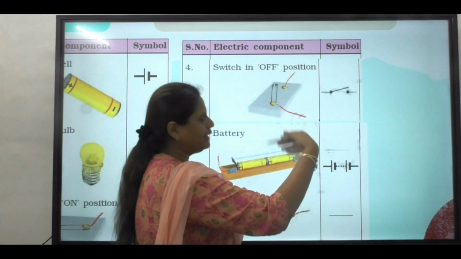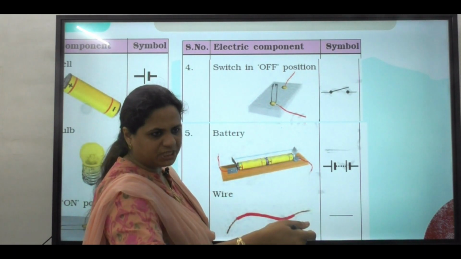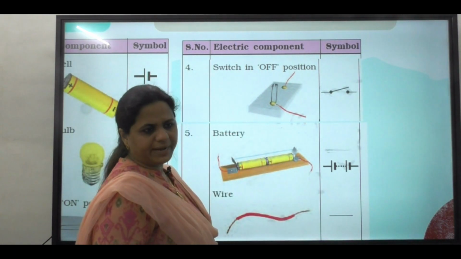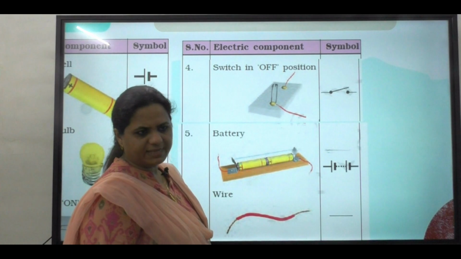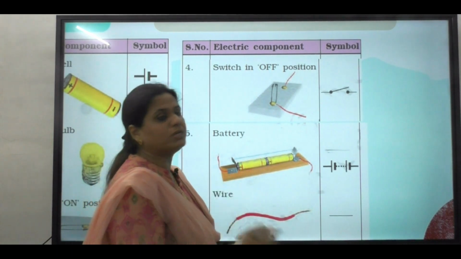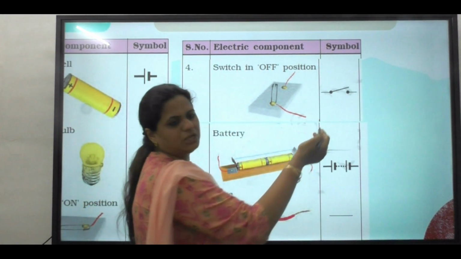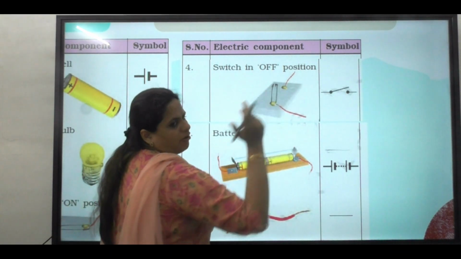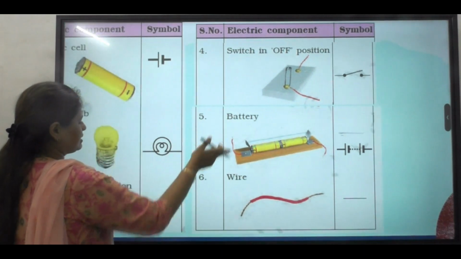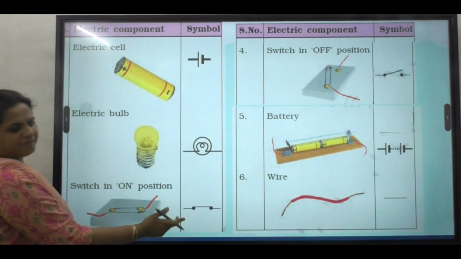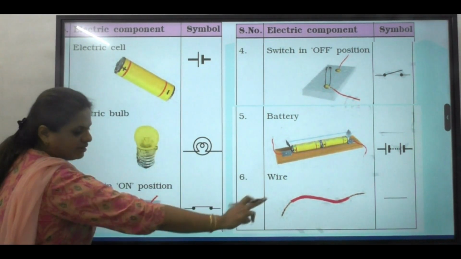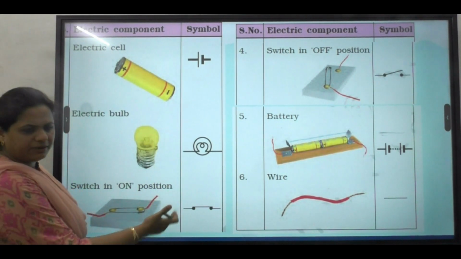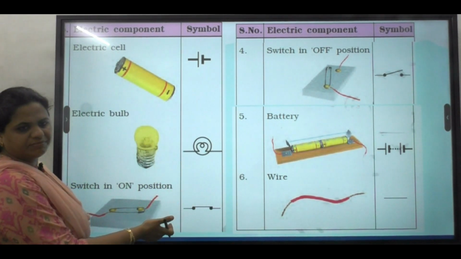You will have complicated circuits in front of you as questions. If you are attempting any Olympiad MCQ or any other competitive exam MCQ, you will have complicated questions. And if you don't know the meaning of these symbols, you will not understand what is to be done. So this is the switch in off position. And this is the switch in on position, when it is connected, when the circuit is complete. Are you understanding the denotation for a switch in on position?